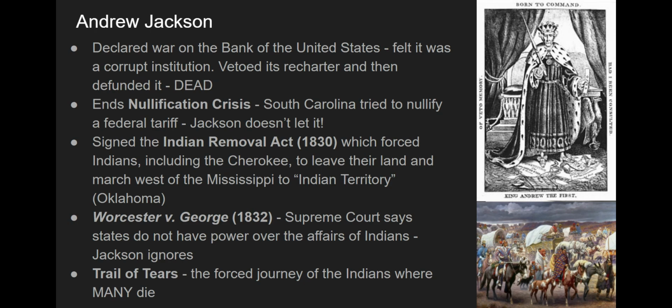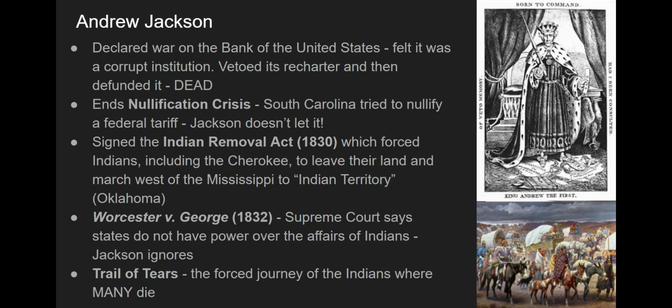Andrew Jackson is most notorious for this decision, historically considered to be horrible and cruel and awful, but was also the policy of most of the presidents, which was Indian removal, the process of removing Indians from their land in order to give that land essentially to white settlers. So in 1830, he signed the Indian Removal Act, which forced the Indians, in particular the Cherokee, to leave their land and march west of the Mississippi River to Indian Territory.